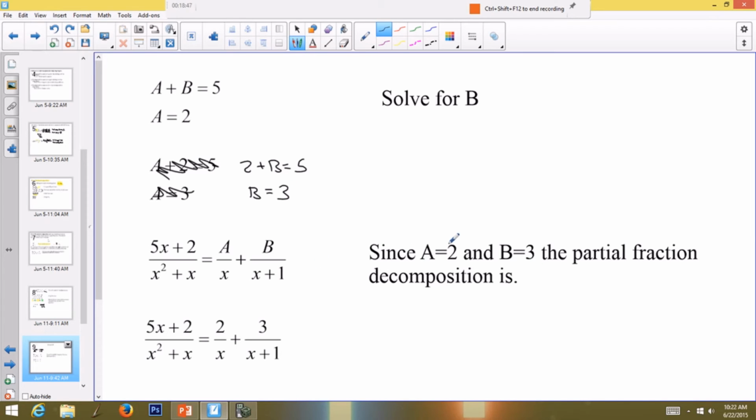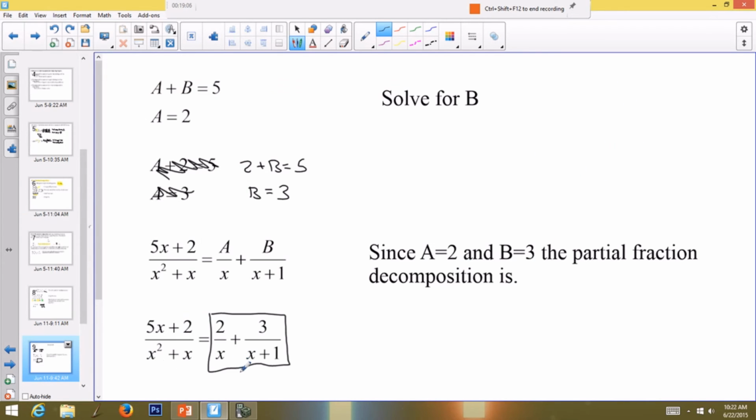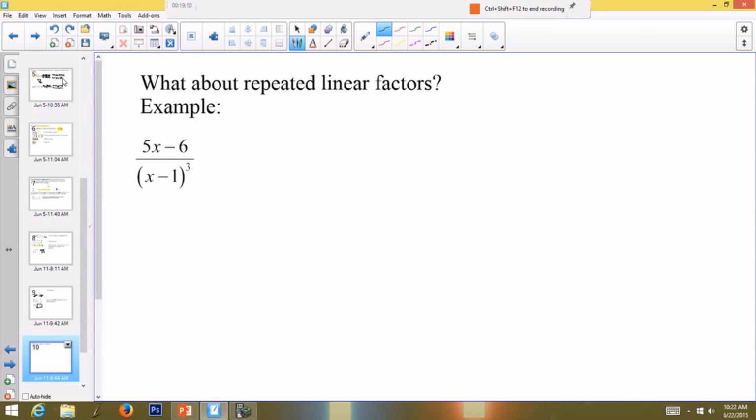And since a equals 2 and b equals 3, the partial fraction decomposition is going to be this expression. And notice right here, this is what we got when we started way back here. We started with this original stuff, we added it together, and then we decomposed it. All right, so what about repeated linear factors? What happens if you've got a bunch of repeated linear factors?